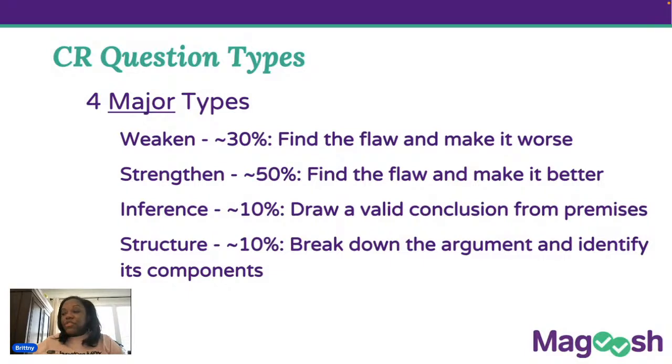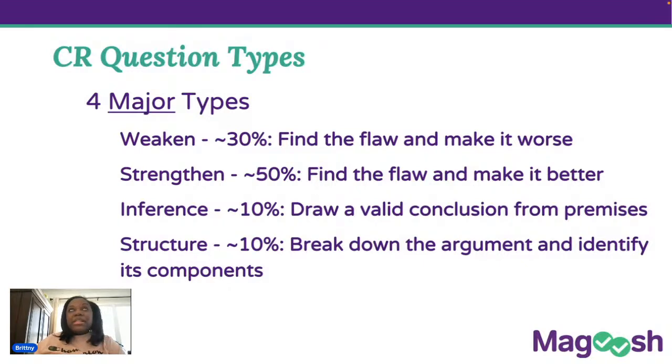So let's talk about what each of these major types look like. When you see a weakening question, it's going to ask you to find the flaw and make it worse. Typically, you're going to see negative language in the question stem. So it'll say something about how can, or something being worse. Worse is a good one. Just negative words in the language that tell you, okay, I'm looking to make my conclusion worse.